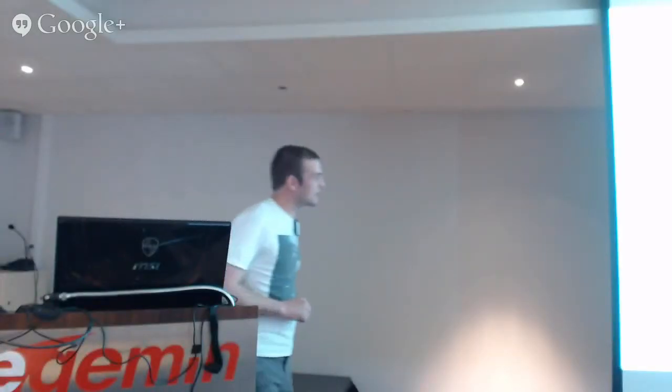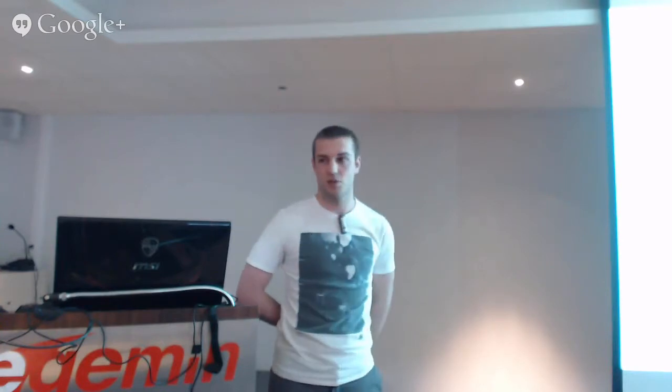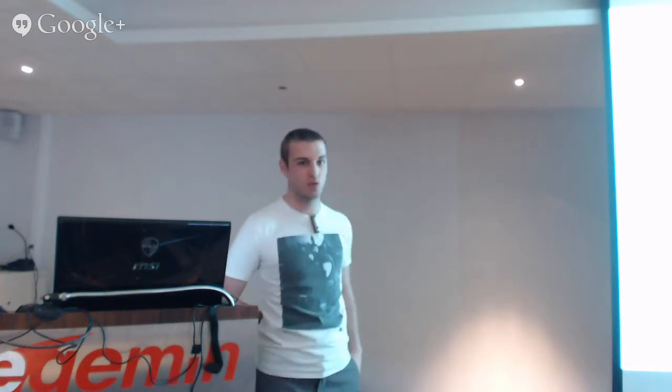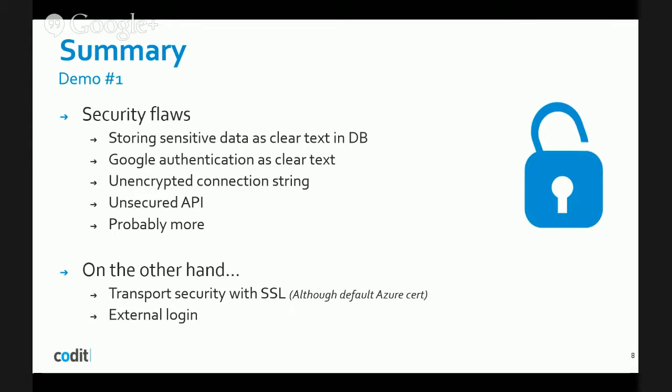So, things which are not good about this example. We just stored the sensitive data as plain text. The Google authentication was also stored as plain text in the web config, but only operators and developers were able to grab that. The connection string was not encrypted and was also available. The API was unsecured and probably more stuff.